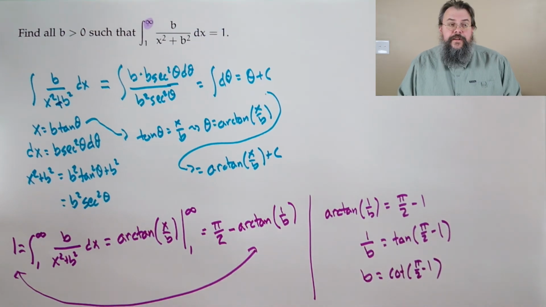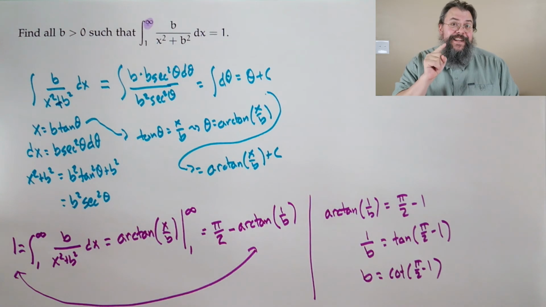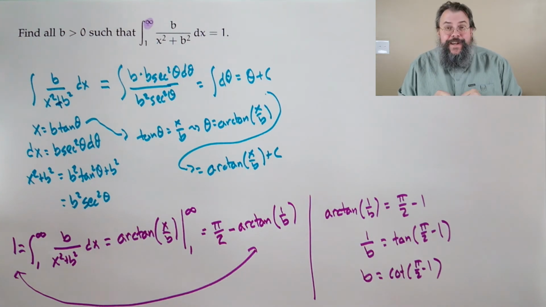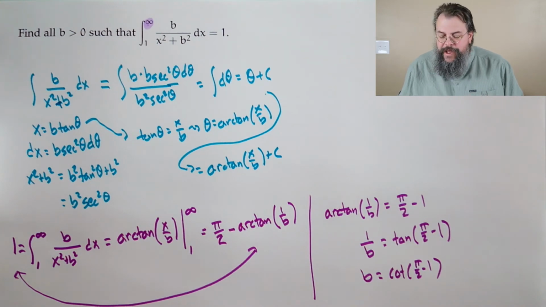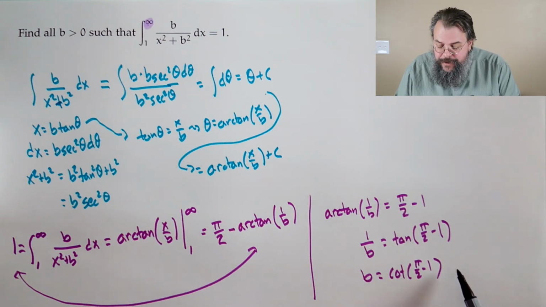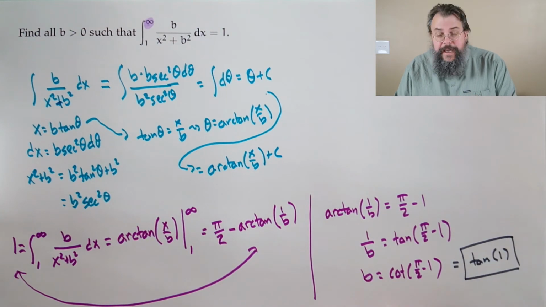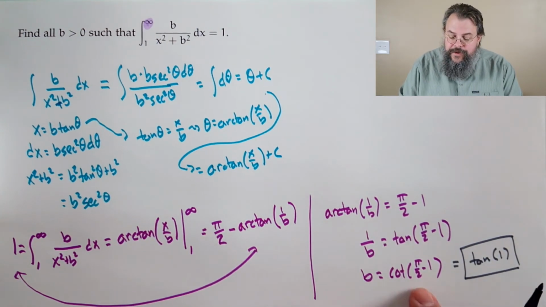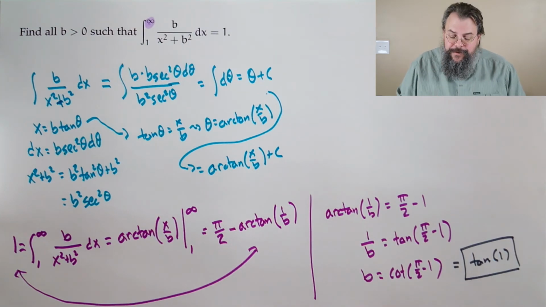All right. There we go. That's our answer. But we can actually make it look a little bit nicer. Okay, so how can we make it look nicer? Here's a fun fact. This is equal to tangent of 1. And that's also the answer. These two are equal to each other. So let's talk about why.